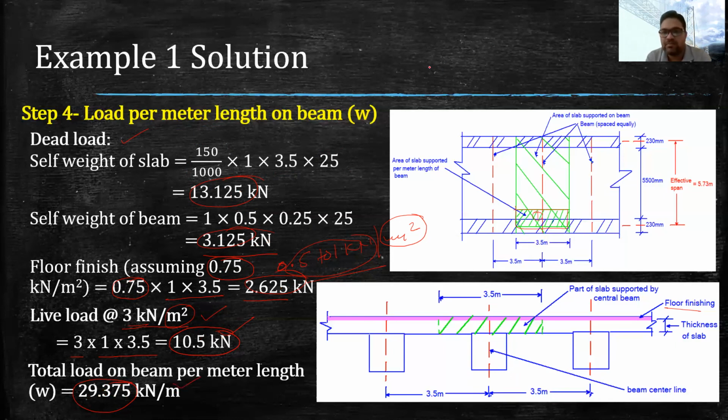So now I will make the diagram of the beam. If this is the beam and this is the UDL, the value of UDL will be 29.375 kilonewton per meter. So this is the load that we have calculated, and this is the actual, practical problem. So this is how we can calculate the load.